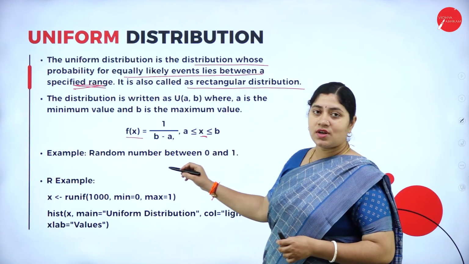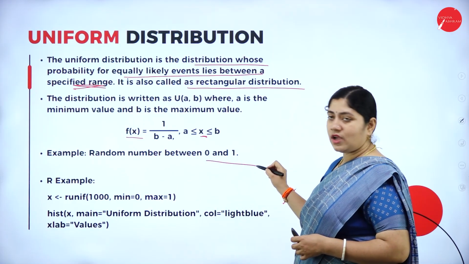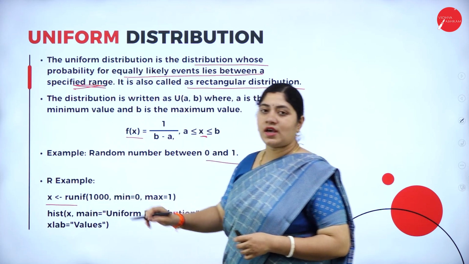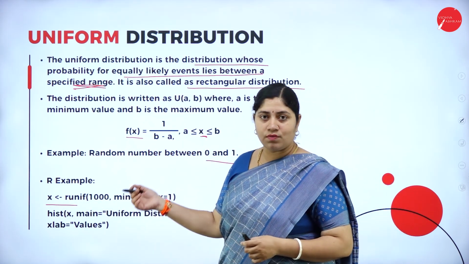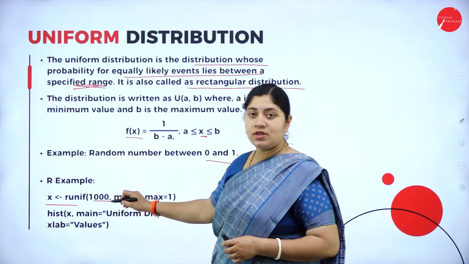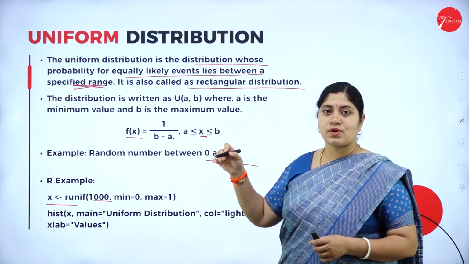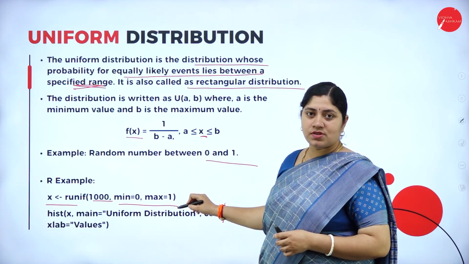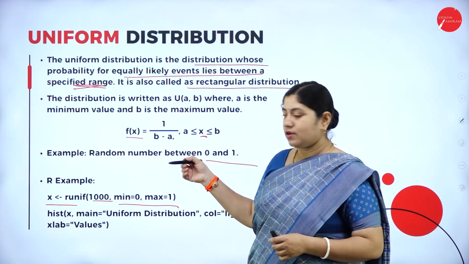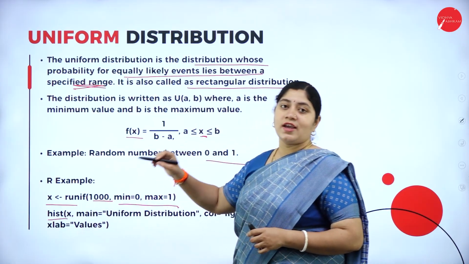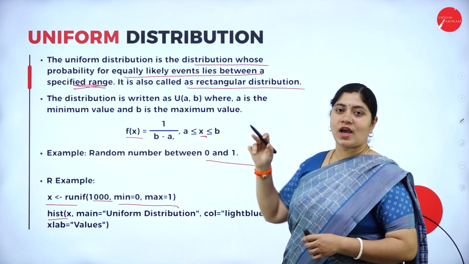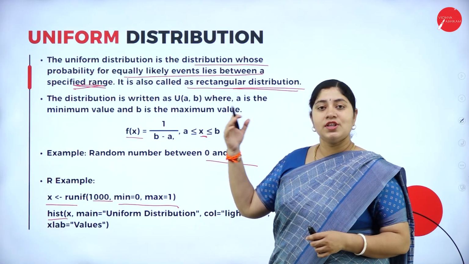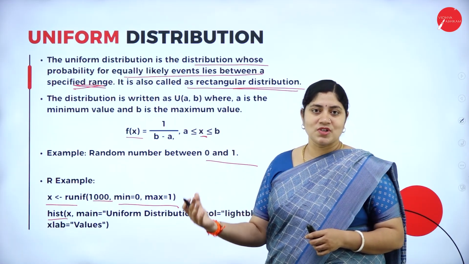Let's consider an example: a random number between 0 and 1. For that, our syntax assigns x the value from runif of 1000, where I am defining continuous values. I have to define a minimum value as well as a maximum value. The minimum value starts at 0 and the maximum goes up to 1. Now, as I know this is a uniform distribution and it forms a rectangular shape, I am representing it with a hist, or histogram, data representation.